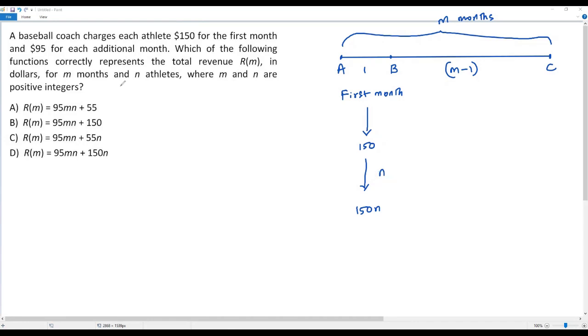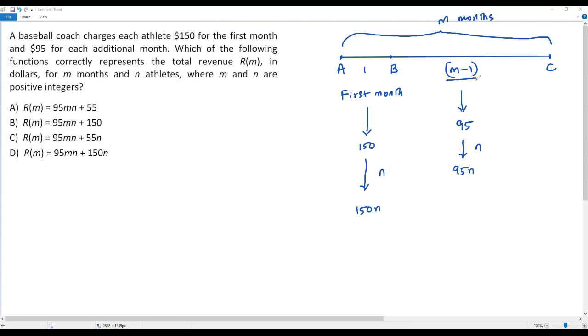And there is an information, the coach charges $95 for each additional month for one athlete. Okay, let me write this stuff over here. So for each additional month is charging $95 for one athlete. We know that there are n number of athletes. Then how much money will he be charging for n number of athletes? We have to multiply the amount is charging for one athlete by the number of athletes. Then we get 95 times n. So this is the amount is charging for n number of athletes for one additional month.